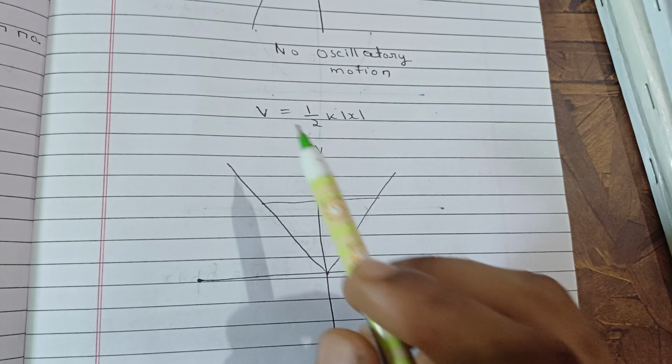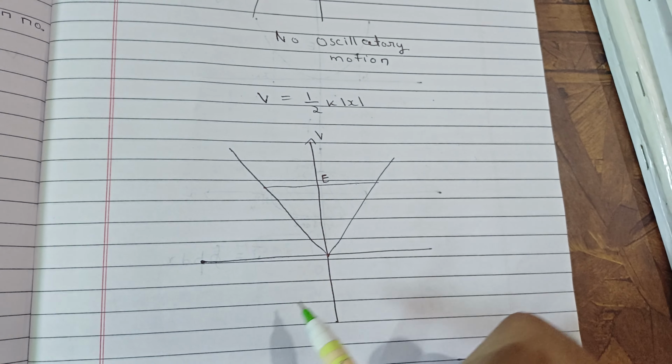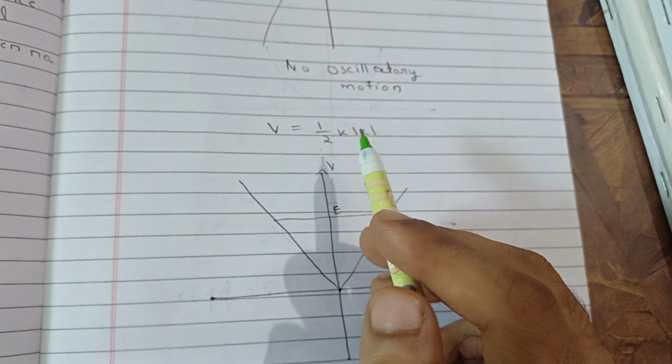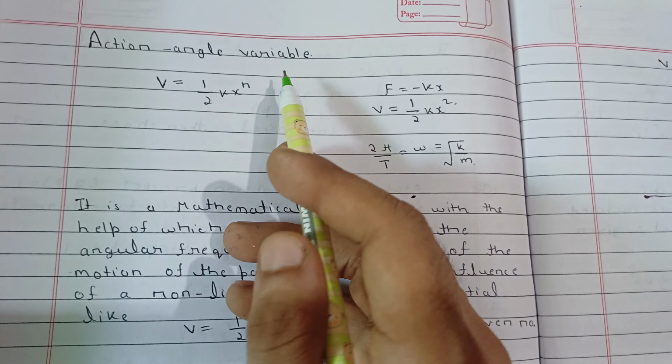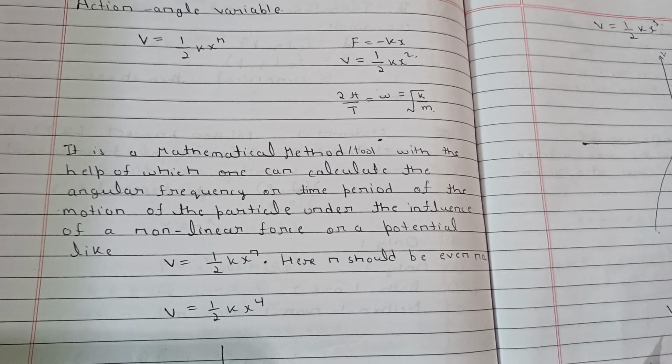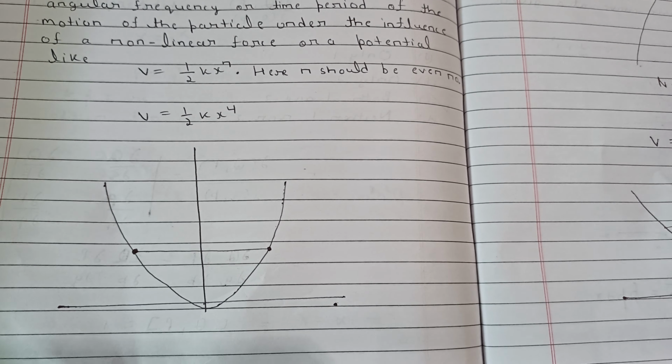So the main point here is that you should get this kind of curve, which means you should have a bound motion. Only then can you find the time period. So that is our target. Now we can find our time period and oscillation for any kind of potential. Now let's see how we use this action angle variable and what this thing is, so that we can find the time period. I have only defined which kind of system can give you time period and frequency.